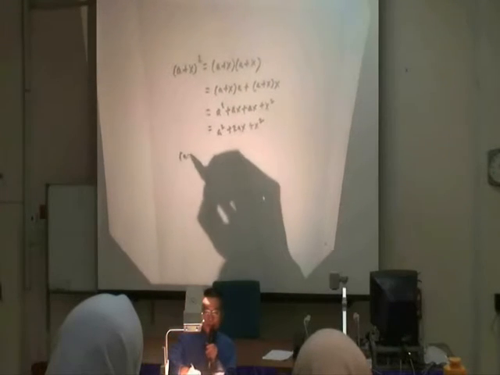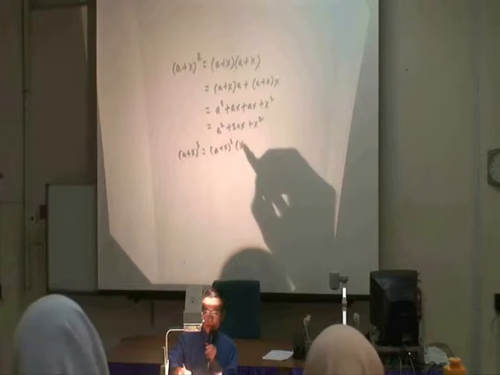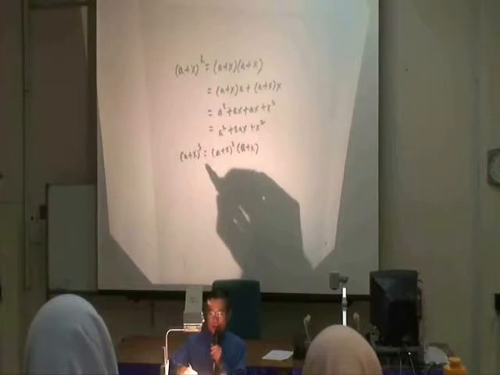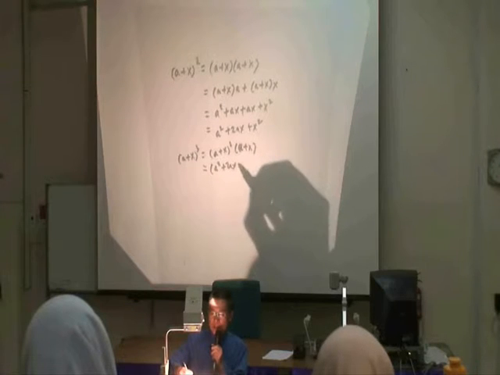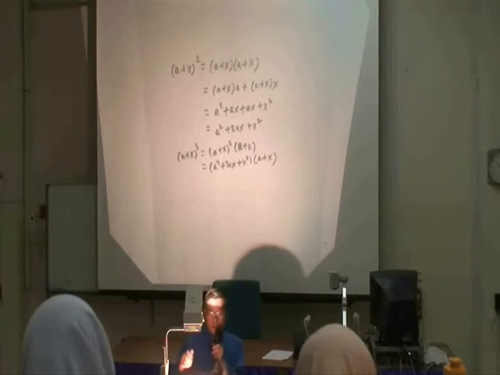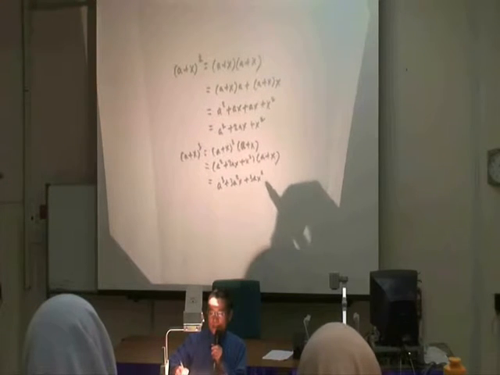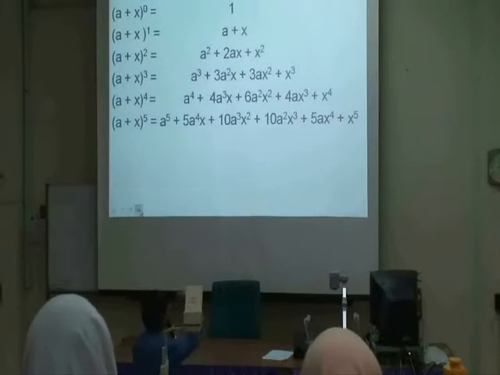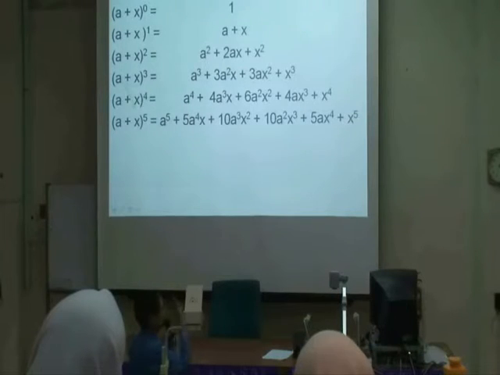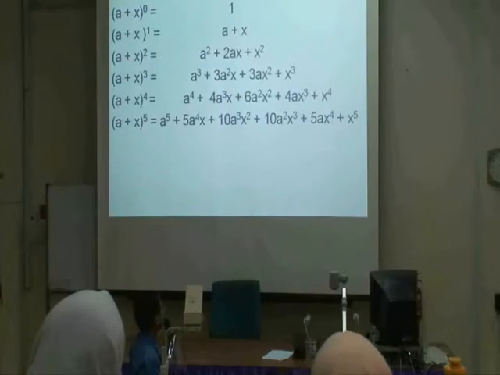So likewise for (a + x)³, you will have (a + x)² multiplied to (a + x). That will give you (a² + 2ax + x²) multiplied to (a + x). Once again you use the distributive property, you will obtain a³ + 3a²x + 3ax² + x³. So you continue to multiply. (a + x) to the power 4 will give you a power series like this. We arrange it in ascending power of x. That is a⁴ + 4a³x + 6a²x² + 4ax³ + x⁴.